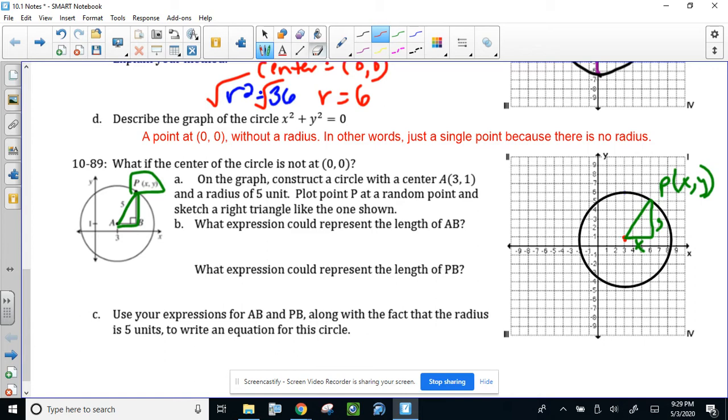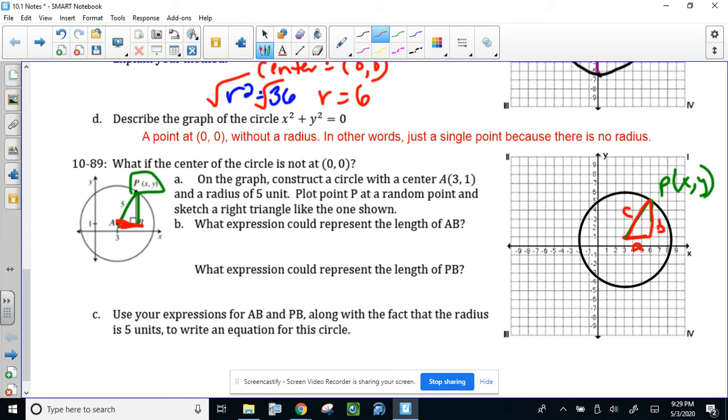So actually this isn't really X, Y. This is saying AB. So this is like A, B, and then of course our hypotenuse C. Okay, so what expression could represent the length of AB? If we look over here, we can see AB is the bottom of the triangle. So it looks like that's about 3 units long. But if we were actually plotting, point P is not the point 3 comma something, it's 6 comma something.